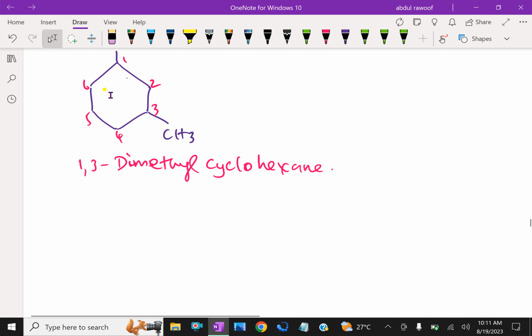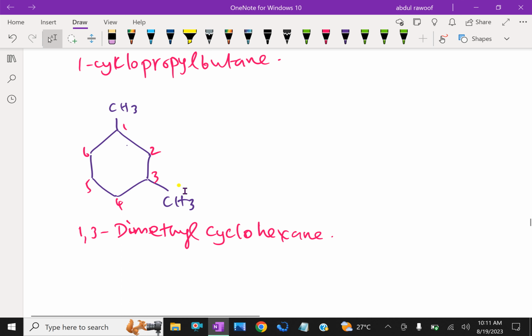But here the parent is hexane, and the chain is CH3, and here also CH3 at point 1 and point 3. So 1,3, two methyls, that is dimethyl cyclohexane. Suppose if we number it 1, 2, 3, 4, 5, we should not name it 1,5-dimethylcyclohexane because it is a longer distance. Nearer is 1 and 3 than 1 and 5.